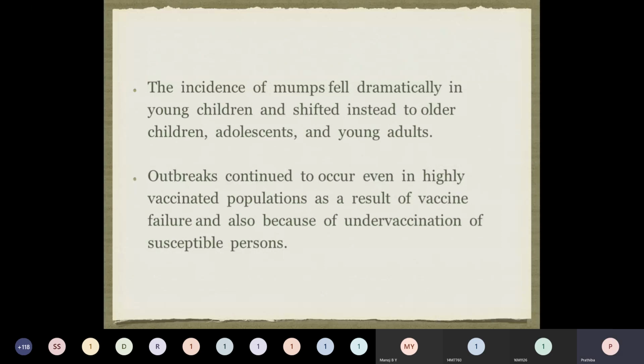The incidence of mumps actually fell very dramatically in young children, and instead it has become more common in older children, adolescents, and also young adults. So let's see what may be the reason. Outbreaks used to continue even in highly vaccinated populations as a result of vaccine failure, and also because of undervaccination of susceptible children.